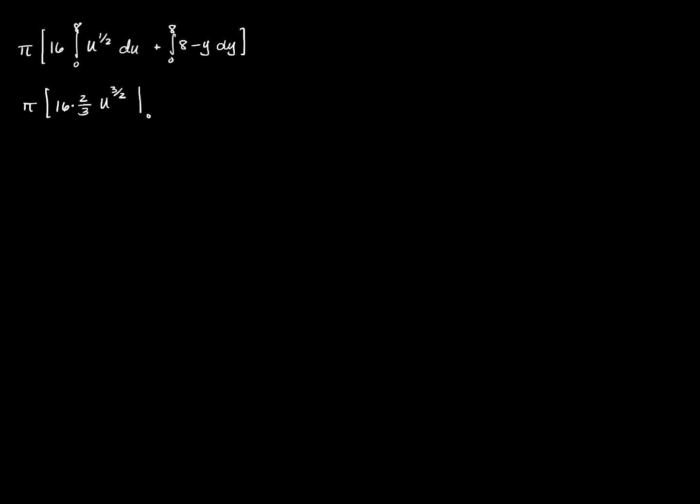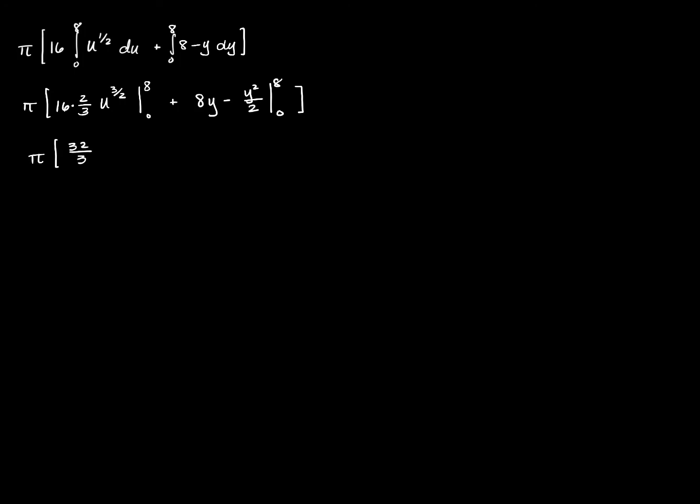And I need to evaluate that from 0 to 8. And then I'm going to add to that the integral from 0 to 8 of 8 minus y. The integral of 8 is 8y, the integral of y is y squared over 2. That will be evaluated between 0 and 8. And all of that's going to be times pi. I'm just leaving the pi on the outside. So I have 32 thirds here. 16 times 2 is 32, divided by 3.